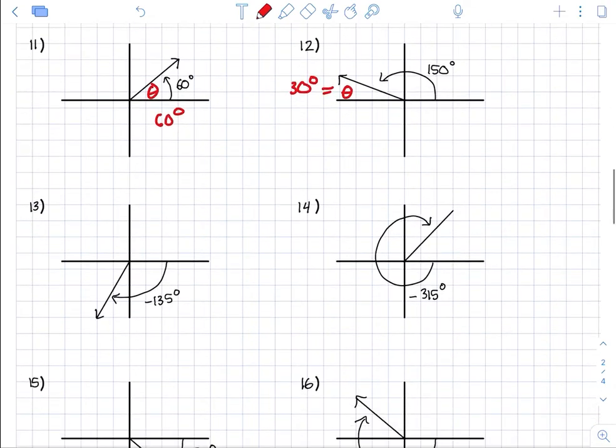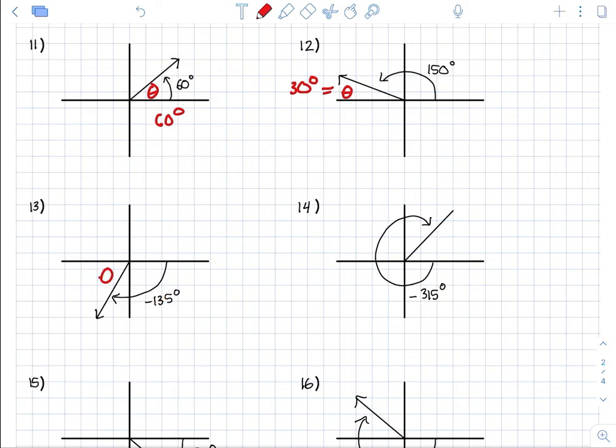Okay, 13. So there's the terminal side, there's the x-axis. The angle formed by the terminal side and the x-axis is right there. So this is your reference angle. Now what is that? Well, if this is 180, so that's negative 135, then your reference angle must be 135 plus what would give us 180, and that's 45.